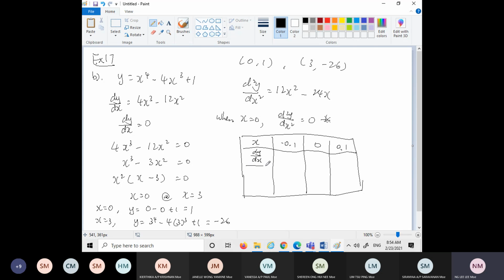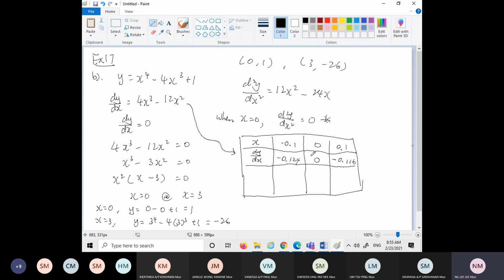Testing the dy/dx means substituting x here. When x is equal to 0, this one is definitely 0. When you substitute x as 0.1, I just follow your textbook, you get negative. When you substitute x as negative 0.1, you also get negative.